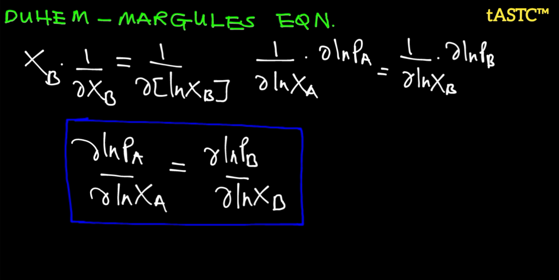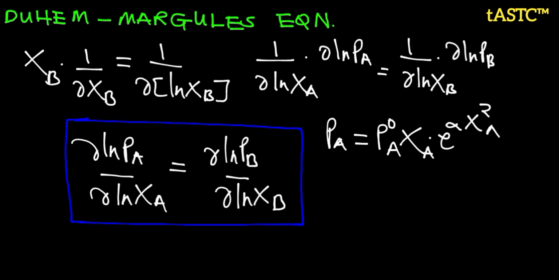Now, what if you were asked to integrate this form? If you integrated this equation, this is what you're going to have. For the first component, the partial pressure for the first one, you're going to have a P naught of A, which is the partial pressure of the first component in a pure state. That is multiplied by the mole fraction of the first component, and multiplied by e raised to the power of alpha multiplied by x squared of the first. Rather, this should give the second component.